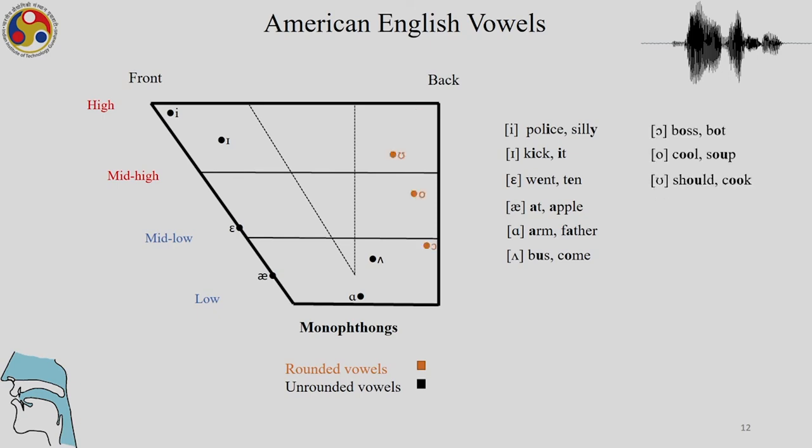O, U, and U. So these are the monophthongs, as we call them, because each of them constitutes only one unit. When you have a movement from one place in the vowel space to another place, that is called a diphthong. So these are the monophthongs, and you see that you can form all these words here, like police, kick, went, at, arm, and bus.